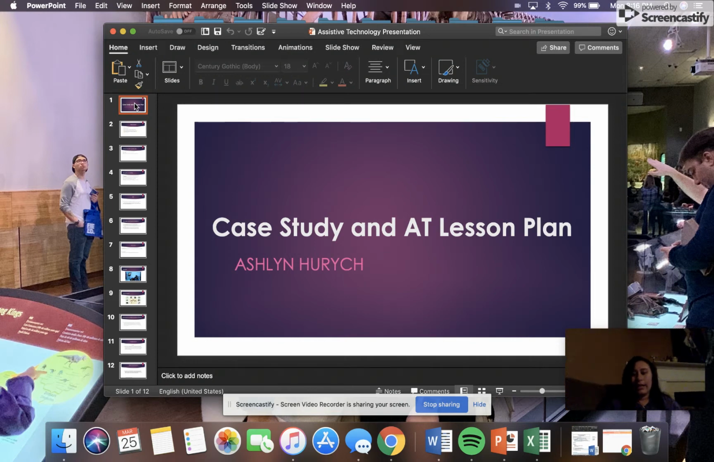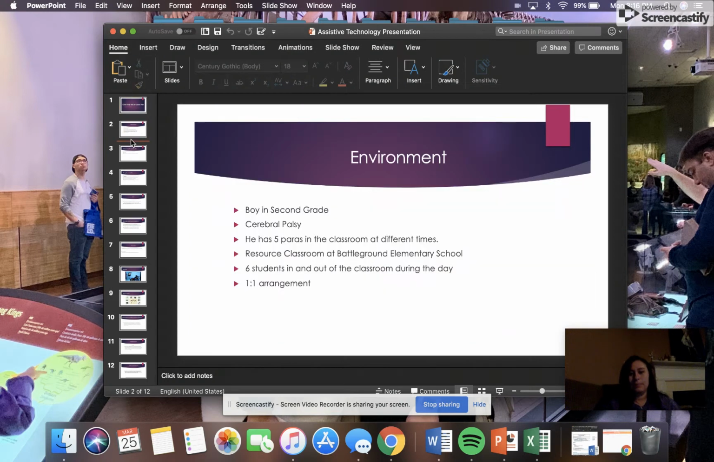Case study and AT lesson plan. The environment. I had observed a boy who was in second grade that had cerebral palsy. He has 5 paras in the classroom at different times of the day. It was a resource classroom at Battleground Elementary School. There were 6 students in and out during the day, and it was a lot of one-on-one arrangement.